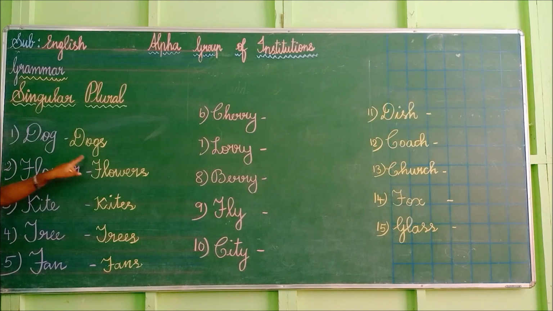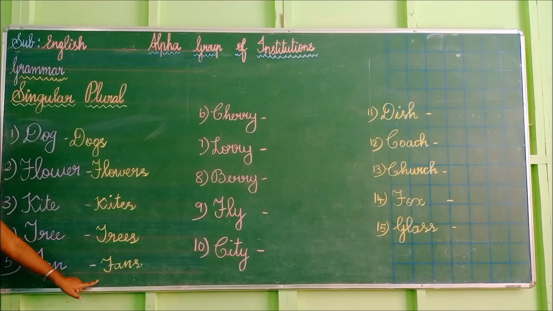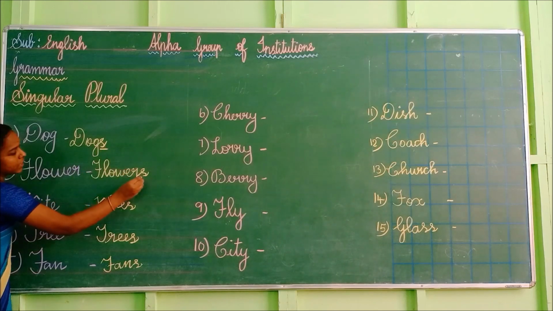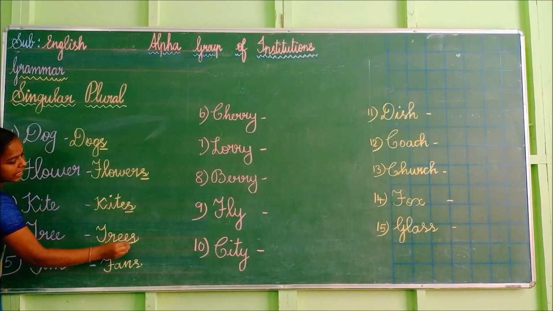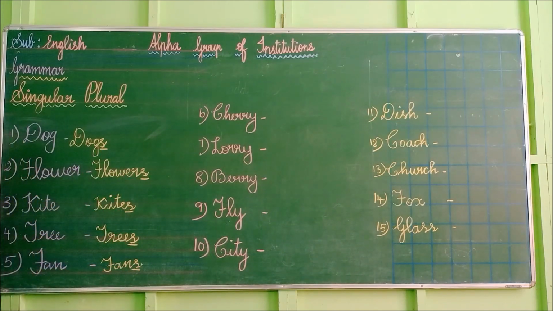Dog, dogs. Flower, flowers. Kite, kites. Tree, trees. Fan, fans. So for the regular noun, what do you have to do? You have to simply add S to the singular noun to change the singular noun into plural.